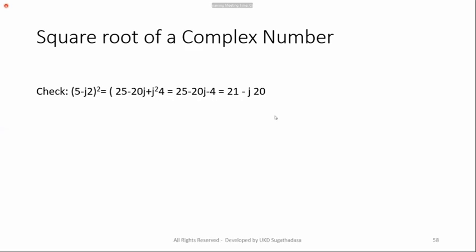Take the square of 5 minus j2. Expand the four terms and simplify, you get 21 minus j20. Similarly, take the square of minus 5 plus j2, the other answer, you get the same 21 minus j20. Therefore, what will be the conclusion? The complex number 21 minus j20 has two square roots, 5 minus j2 and minus 5 plus j2.